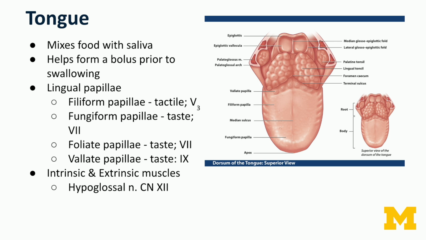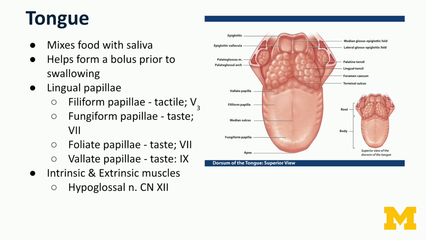The tongue is an organ that is great for handling food. It helps to mix bites of food with saliva to begin that process of mechanical and chemical digestion. It helps to form that bolus of food prior to swallowing or deglutition. It's also covered by a bunch of papillae, specifically lingual papillae. So there are several different types of lingual papillae.